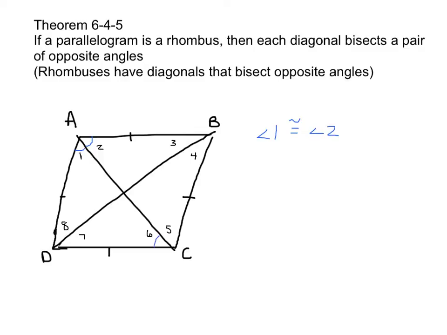Also, angle 6 and angle 5 are congruent. But then now if we talk about BD, angle 3 is congruent to angle 4, and angle 8 is congruent to angle 7.